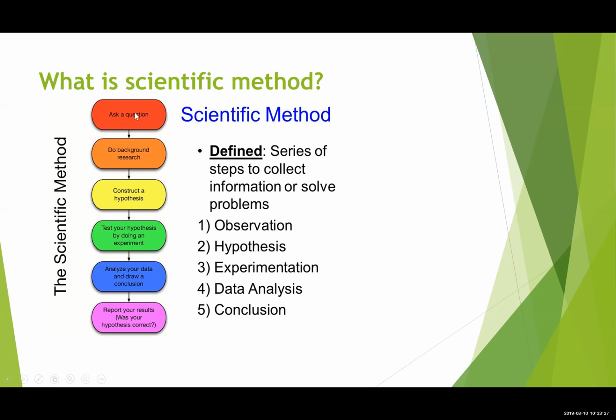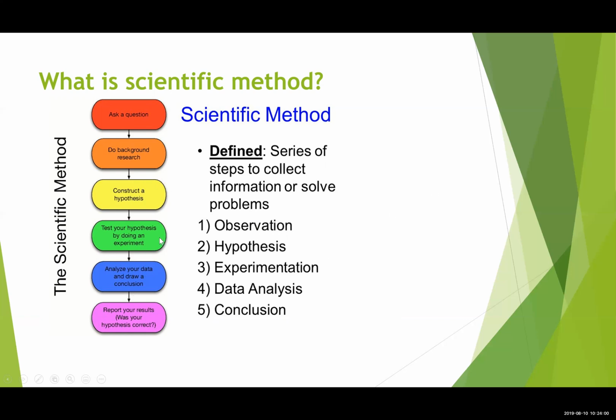So it says, ask a question, do background research, construct a hypothesis, test your hypothesis by doing an experiment, analyze your data and draw a conclusion, and then report your results. Was your hypothesis correct? All right, these steps do not always go in this order. They don't always stay in a nice straight line. Far more often it looks like a big tangle, and you'll see why in a minute. But it's very important that you follow these steps and that you maintain a scientific method during your experiment.